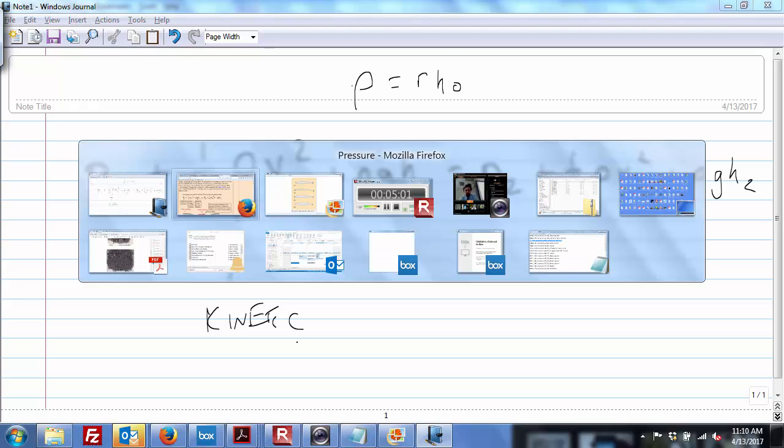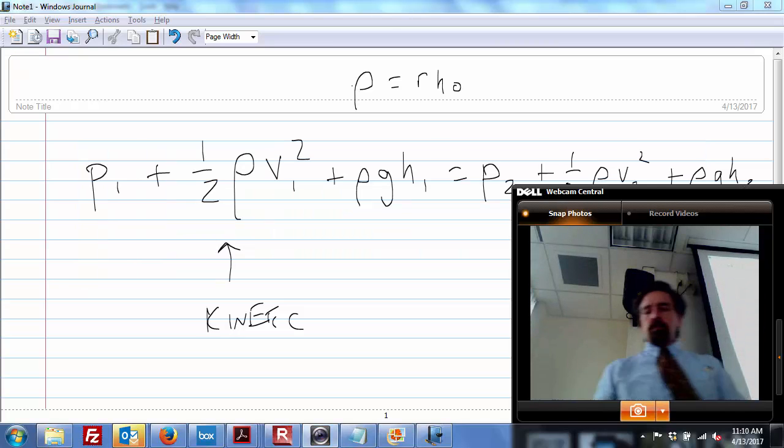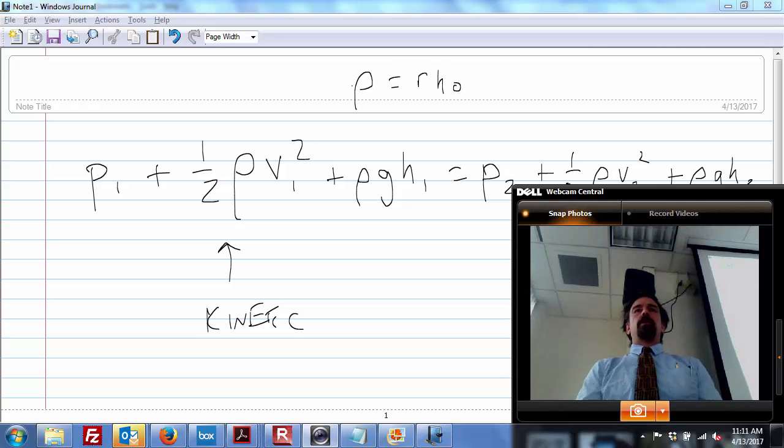And we can do a nice little easy demonstration of kinetic energy. Here it is when I throw the eraser through the air. It's got kinetic energy because it's moving, right?